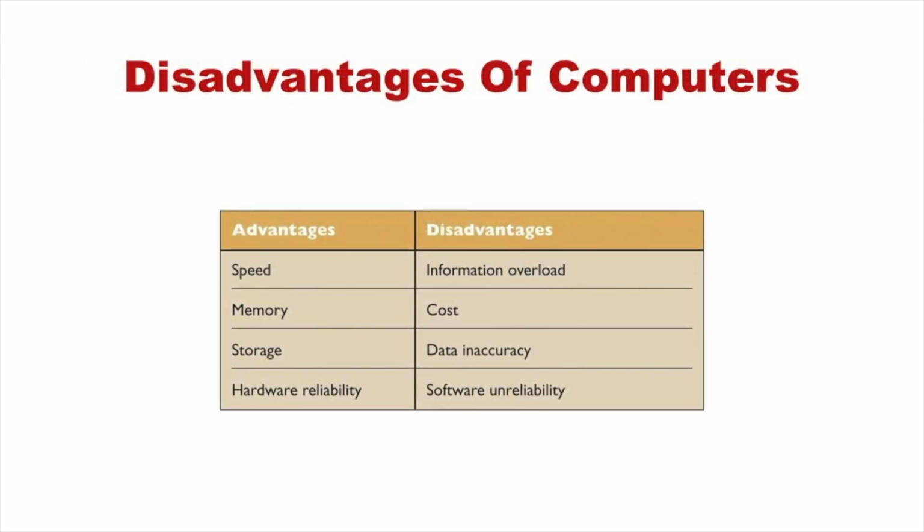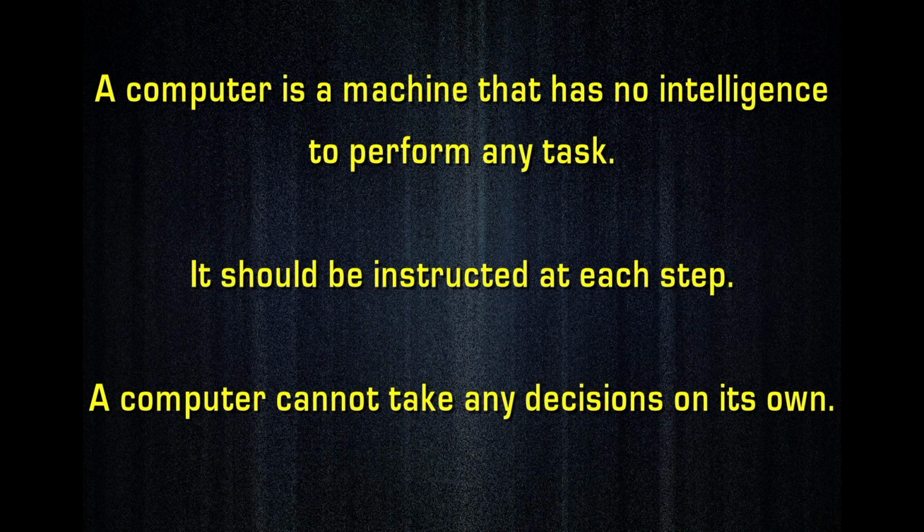Disadvantages of computer. Though computers do not have any apparent disadvantages as such, they do have some limitations in the way they operate compared to humans. No intelligent quotient. A computer is a machine that has no intelligence to perform any task. It should be instructed at each step. A computer cannot take any decision on its own.